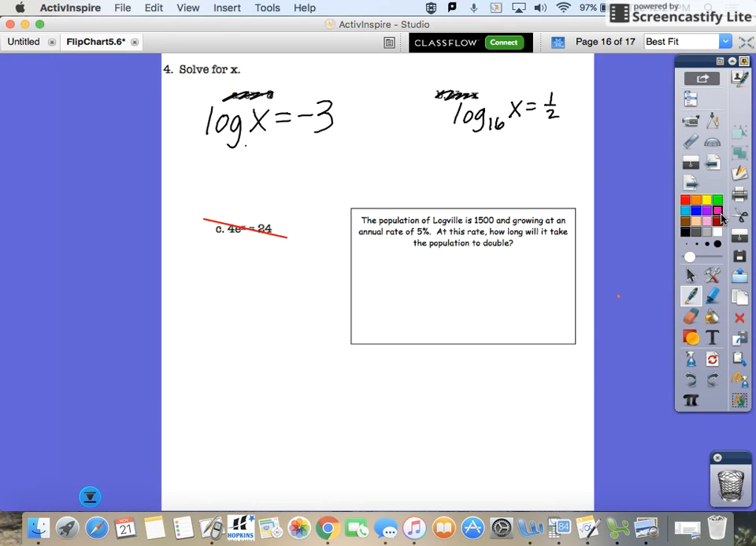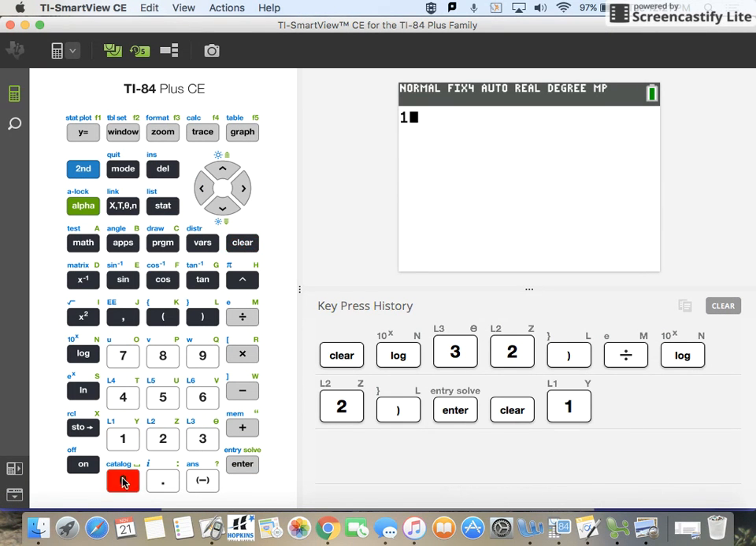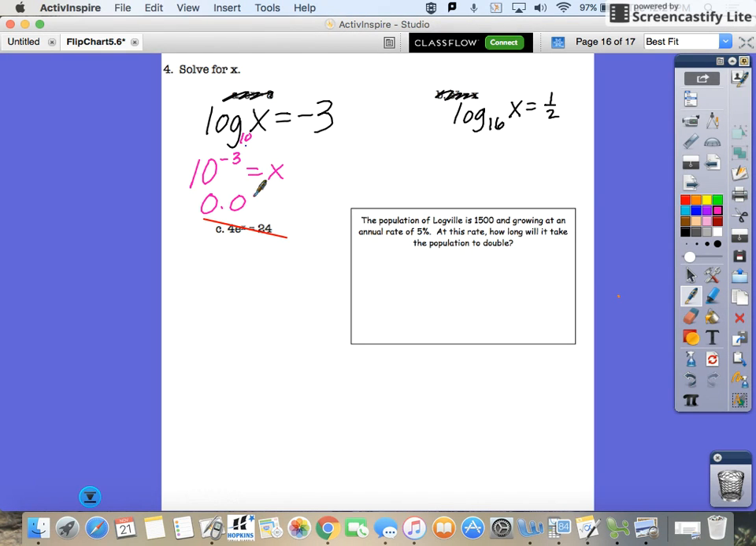And then we have these last two. Log base 10 of x equals negative 3. So it would be 10 to the negative 3rd equals x. And when you put that into your calculator, 10 to the power of -3, here's how you do the caret, 10 to the power of -3. We get .001. It moves the decimal place 2 spots over.